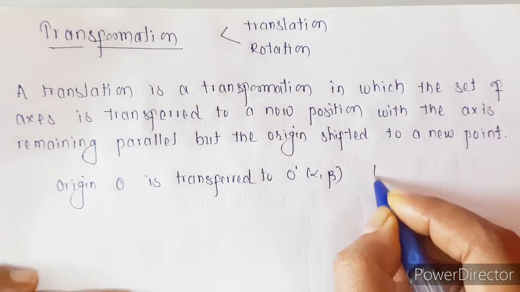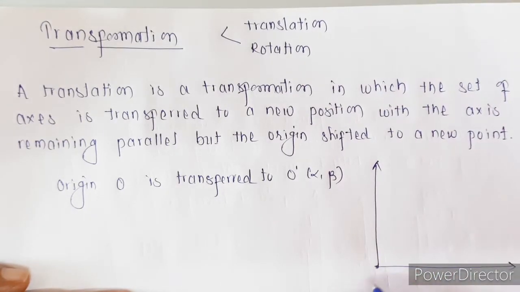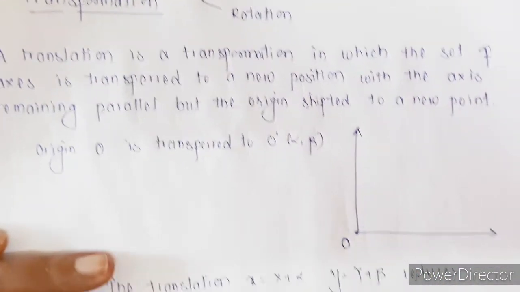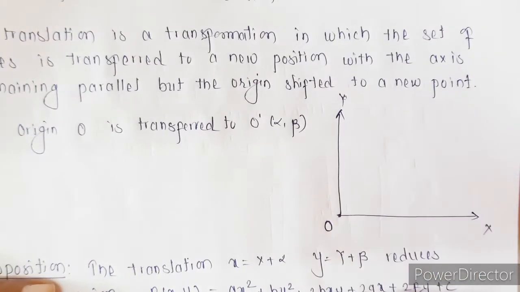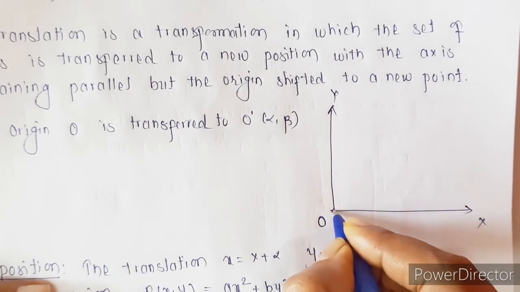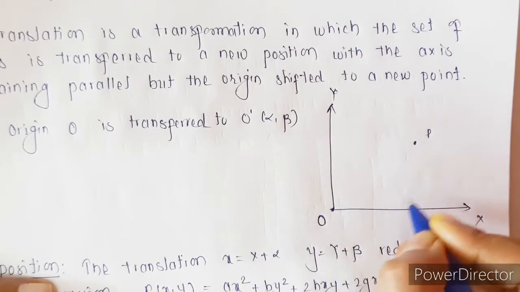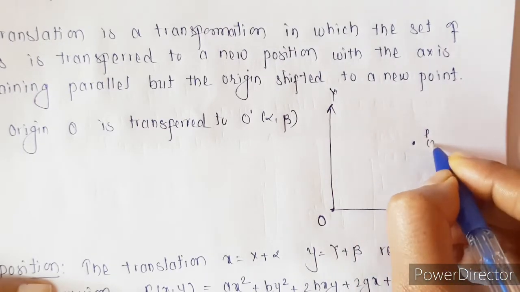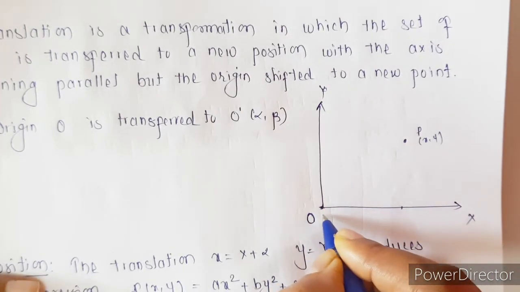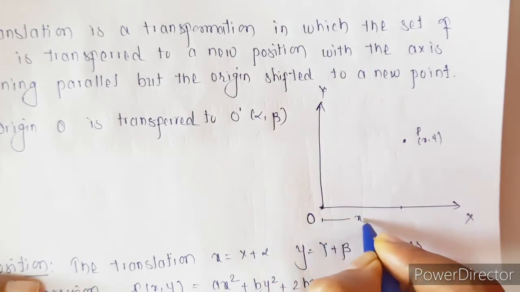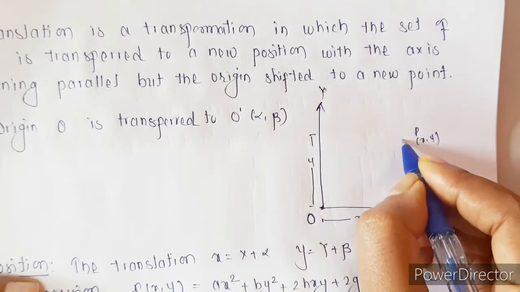Now let's assume that this is your original origin, let me mark this as O. Now this is your x-axis, this is y-axis. Now suppose we have a point P with coordinates x, y. It means this distance on the x-axis is x, whereas this distance is y. So we have this point.